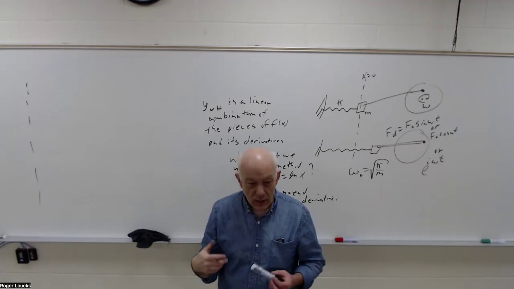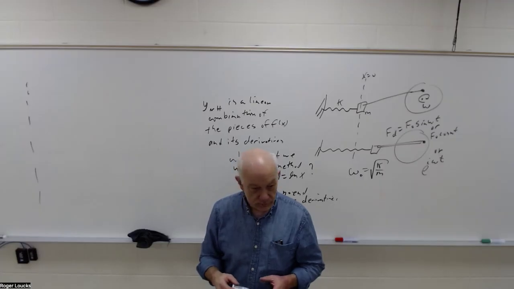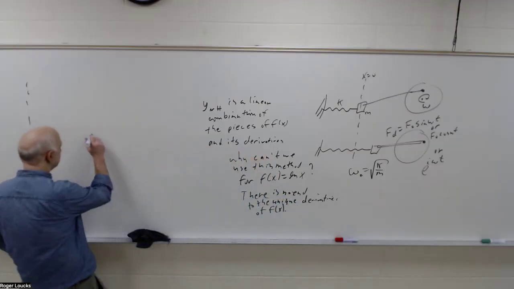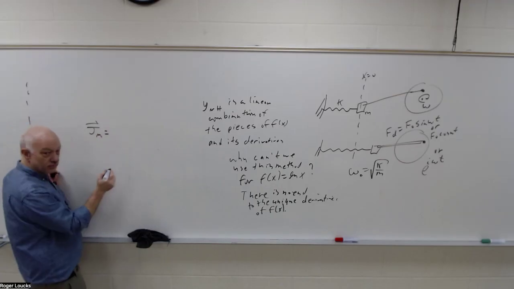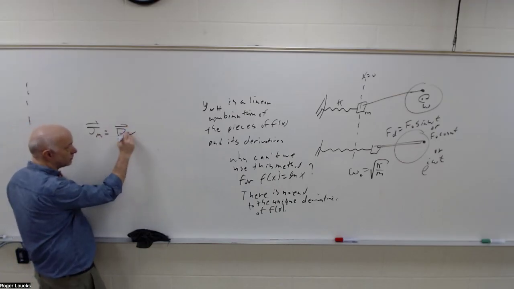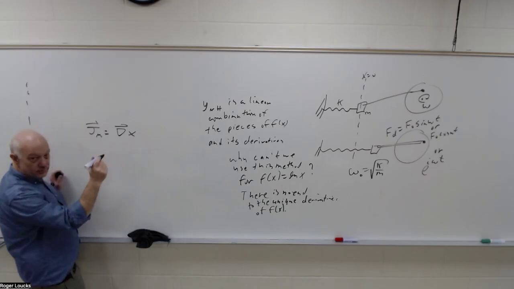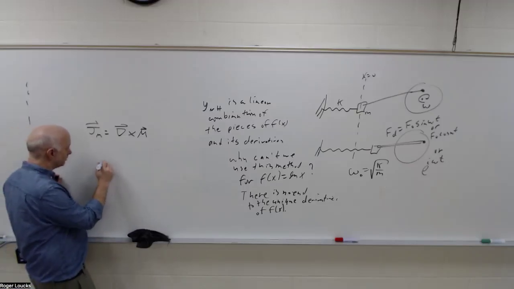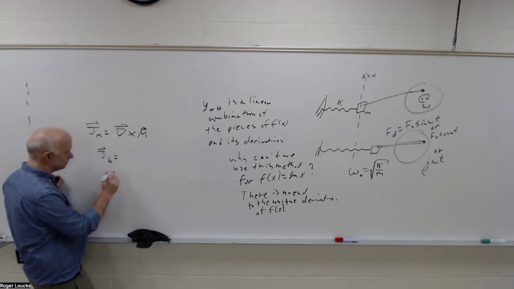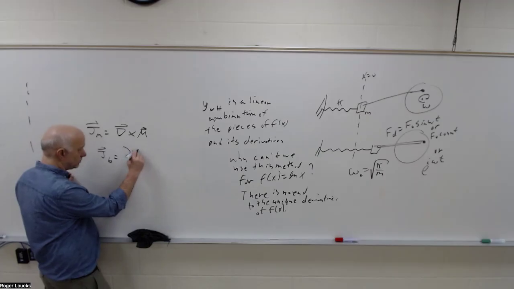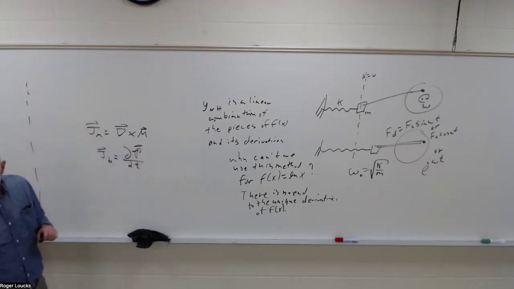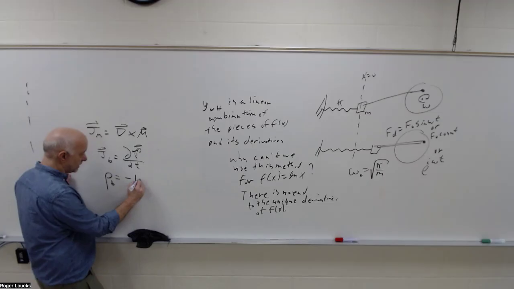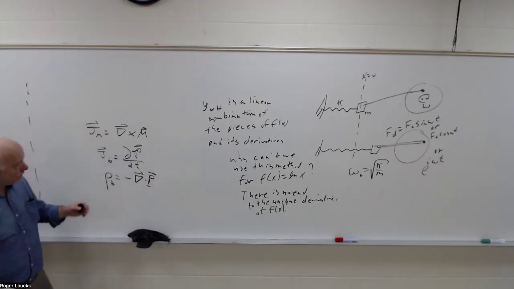Derive them. And what will I give you? I will give you J free, which is the curl of H minus M. I'll also give you J bound, which is the divergence of B, negative K. And then I'll also give you this one here, which is the negative divergence. So these would be given.